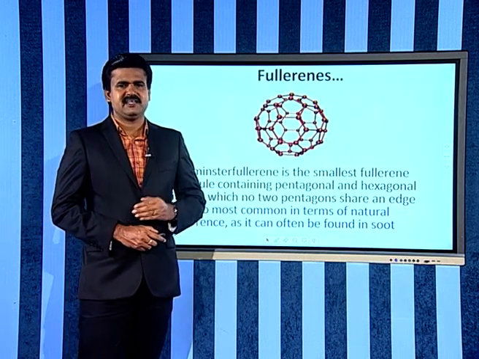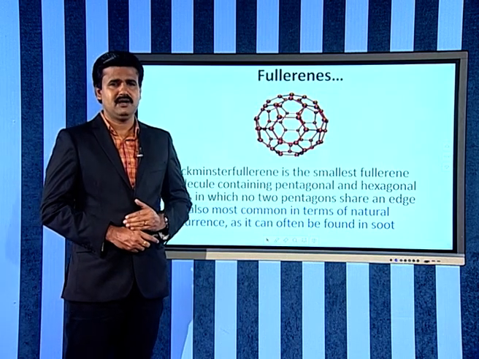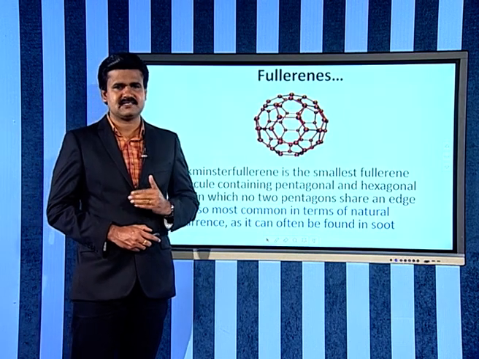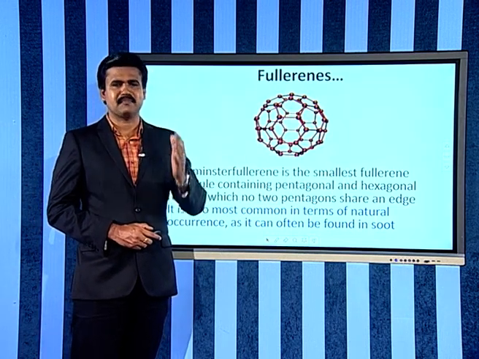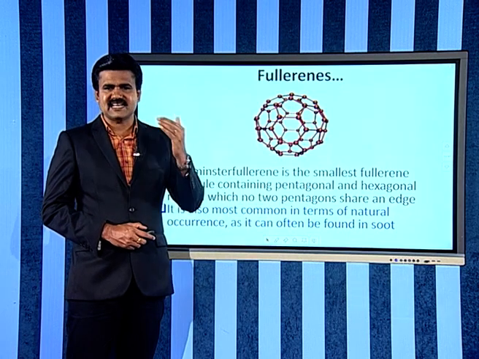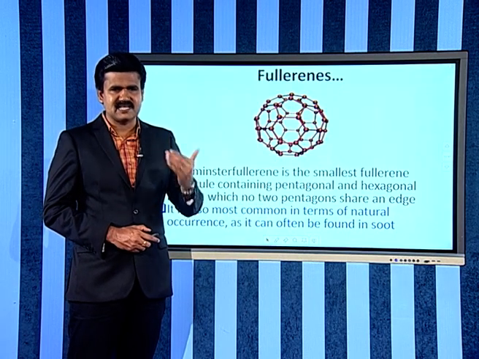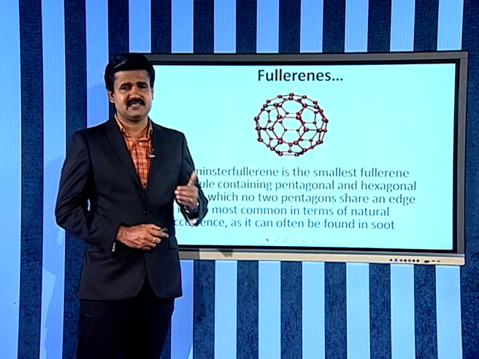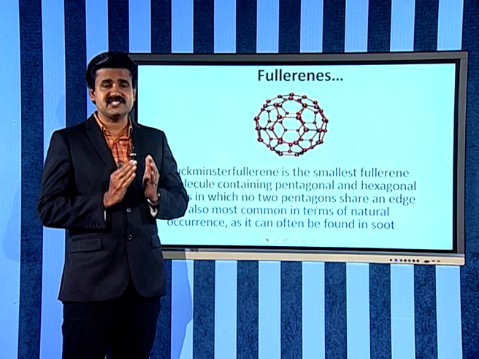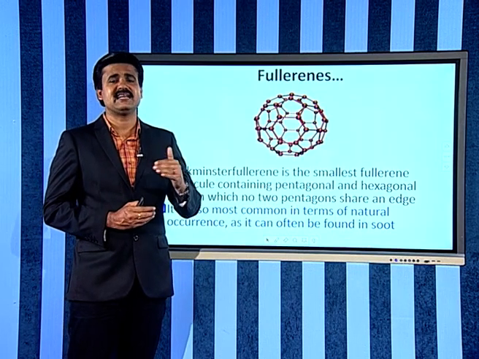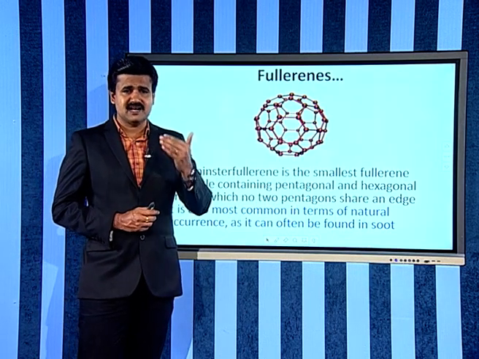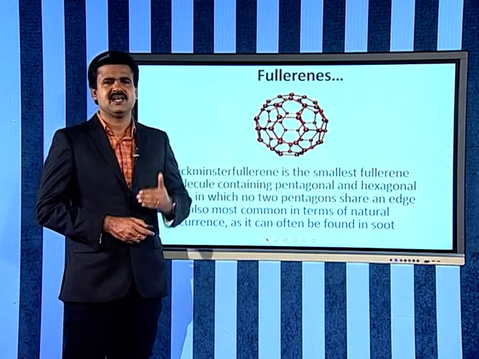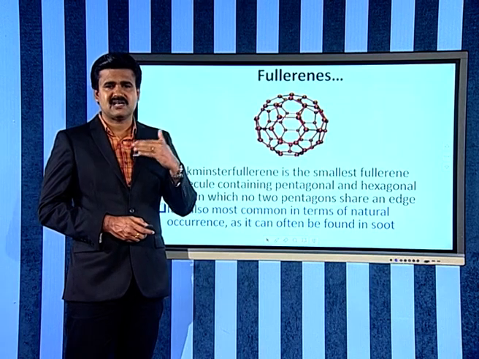Buckminsterfullerene is the smallest fullerene molecule containing pentagonal and hexagonal rings. A pentagonal ring means a ring comprised of 5 carbon atoms. A hexagonal ring means a ring comprised of 6 carbon atoms. In these rings, 2 pentagons share no edge, that is, there is no edge sharing between 2 pentagonal rings. It is also the most common in terms of natural occurrence, as it is often found in carbon soot.